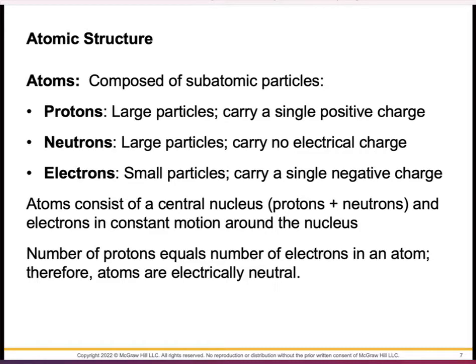The number of protons and electrons within a neutral atom are usually going to be equal. That is very important. Thus, that is going to give your atom an overall charge that is called balanced, or electrically neutral. So when your protons equal the number of electrons, you then have an electrically neutral atom.